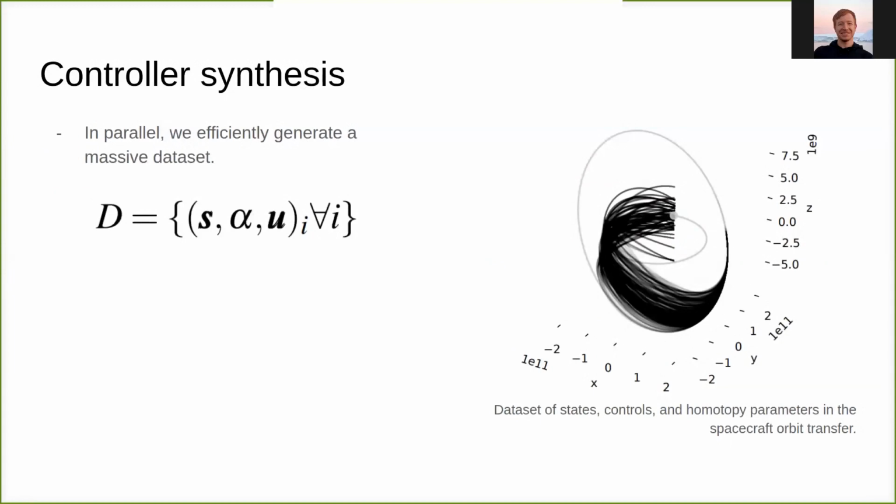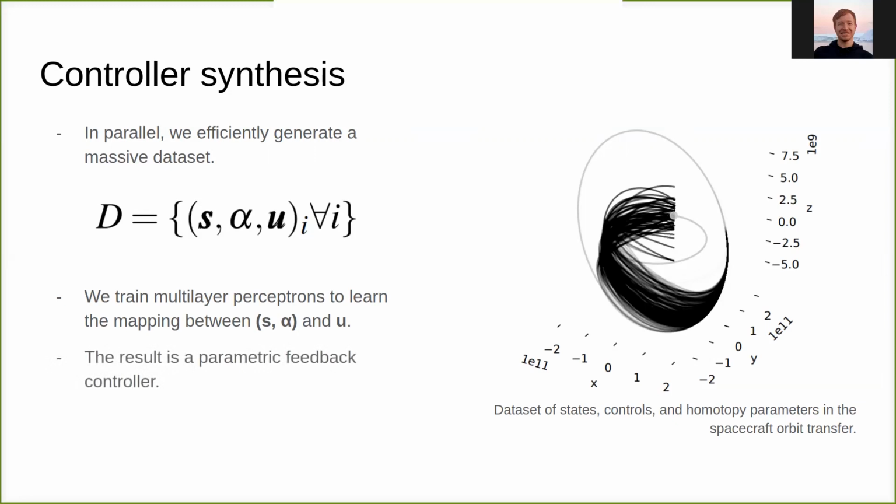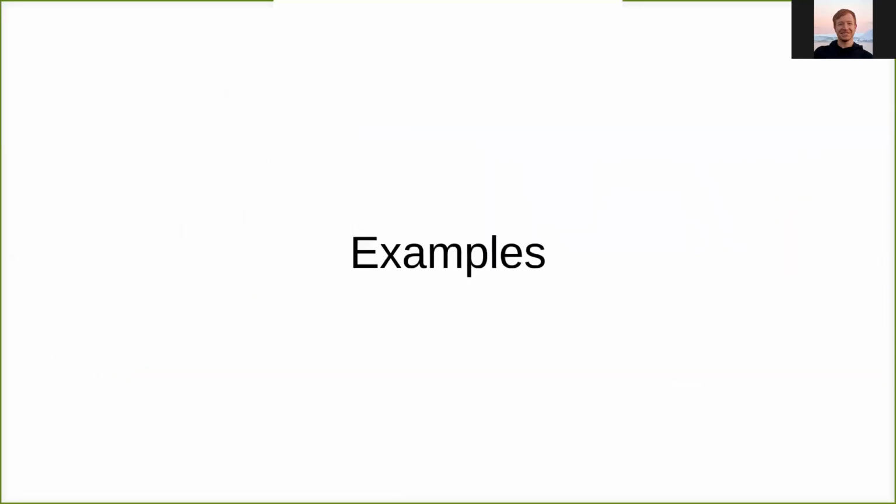We then apply the criteria homotopy algorithm in parallel across each of these solutions to obtain a massive data set, as shown in this figure for the spacecraft orbit case. With this dataset, we then train a multi-layer perceptron to learn the mapping between the state homotopy parameter pairs and their corresponding optimal control. The result is a parametric feedback controller, whose homotopy parameter can be manipulated online to change its behavior. In our paper, we illustrate this approach in two common autonomous dynamical systems.